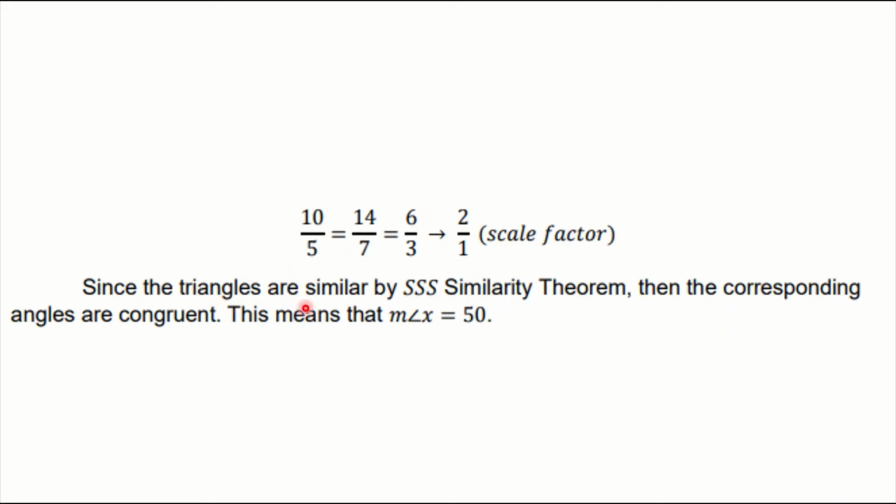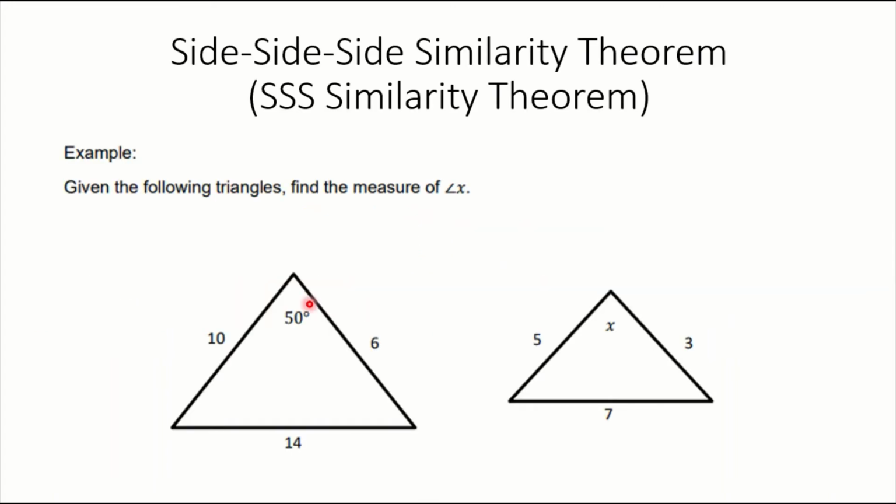Since the triangles are similar by SSS similarity theorem, then the corresponding angles are congruent. This means that the measure of angle X is 50 as well. Para malaman, ito po yun, 50. Dapat yung corresponding angle niya congruent sa kanya. Okay?